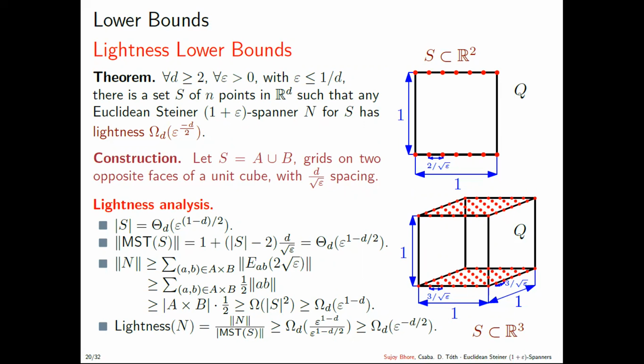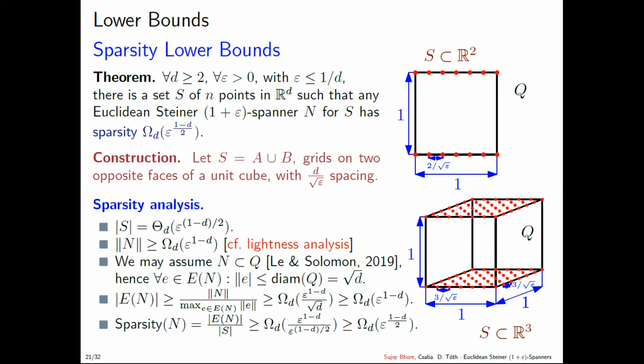Moreover, the weight of the minimum spanning tree of such a point set is Theta(d epsilon^(1-d/2)). The weight of the spanner construction is the sum over all AB pairs of the weight of E_{2 square root epsilon}, which is greater than or equal to Omega(d epsilon^(1-d)). That gives us the lightness, which is the weight of the spanner divided by the weight of the MST on S, and that is greater than or equal to Omega(d epsilon^(-d/2)).